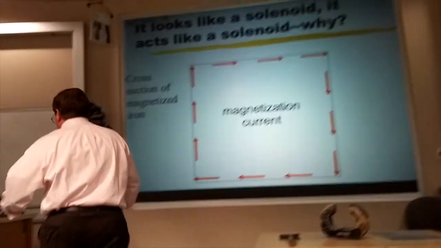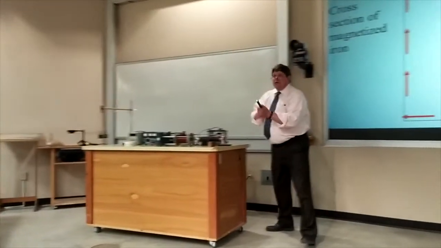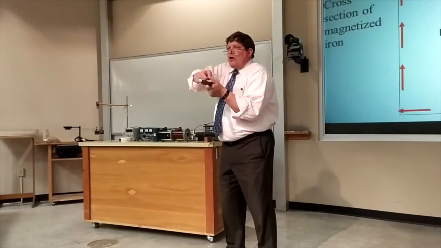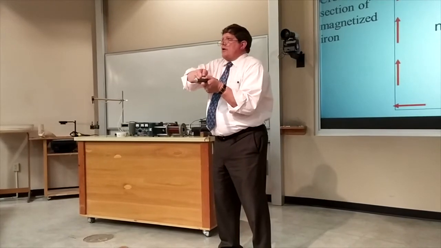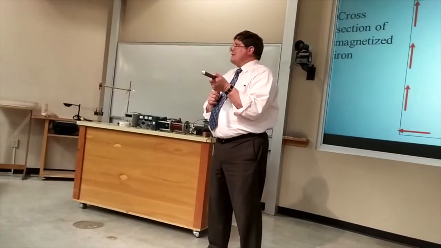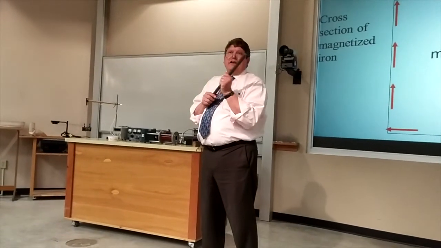Now, this piece of iron, if it were magnetized, doesn't really have current going around it. But it appears to, because all of those little atoms are lined up so that their current loops are not canceled. We call that magnetization current.